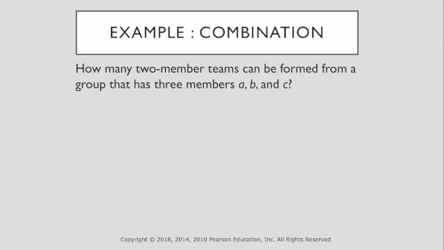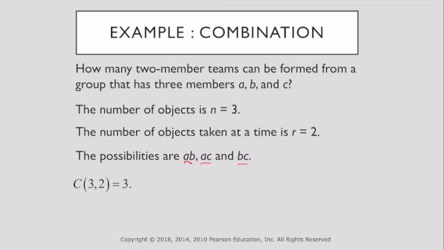Let's see how. How many two-member teams can be formed from a group that has 3 team members, A, B, C? So I've got 3 objects. I'm only taking 2 at a time. I can have AB, AC, and BC. That means I have 3 possibilities. So C of 3 comma 2 is 3, because in this case, AB is the same as the team BA.